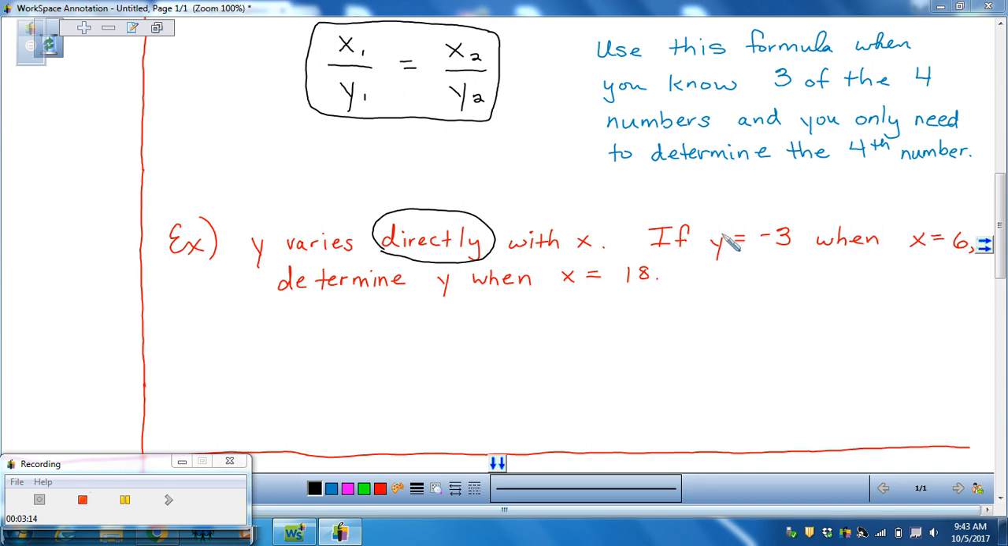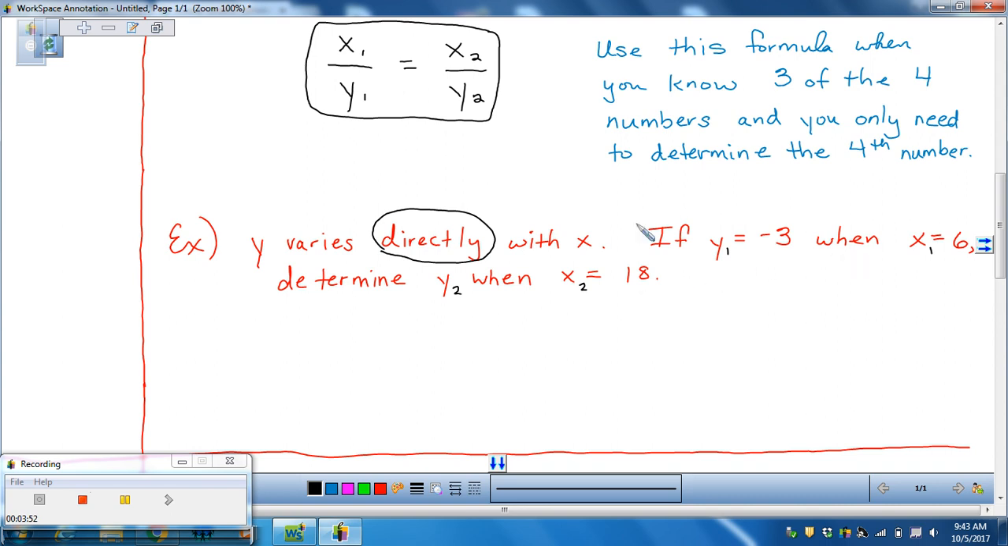So the first thing I'm going to do is I'm going to label my x's and y's as x1, y1, x2, y2. So the first set of numbers I'm going to call y1 and x1. And then the second set, the ones that are being compared to each other the second time, I'm going to call y2 and x2. So it appears we are looking for y2.